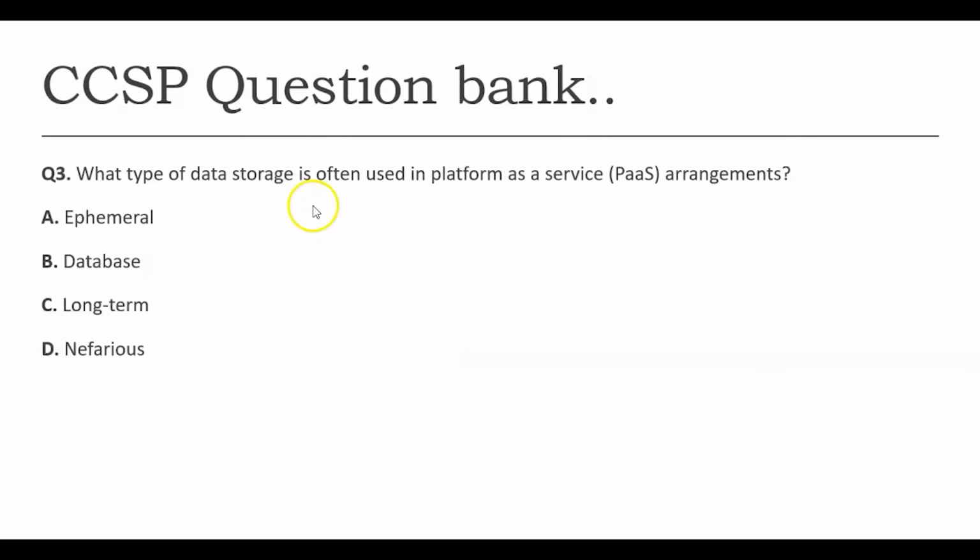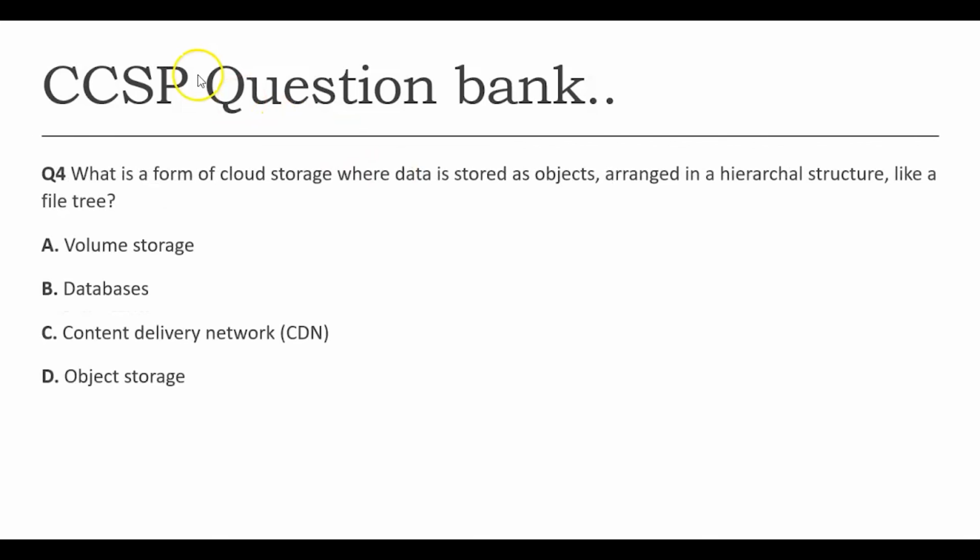Next question: what type of data storage is often used in platform as a service PaaS arrangement? That we have seen. IaaS has volume and object storage. PaaS has database, disk, and blob. So is it ephemeral? No. Long term? No. Database. Database is the option. Such types of direct questions may come from the slide, about which IaaS, PaaS, or SaaS uses object data storage, or what encryption mechanism they use. This type of question also comes in the CCSP exam.